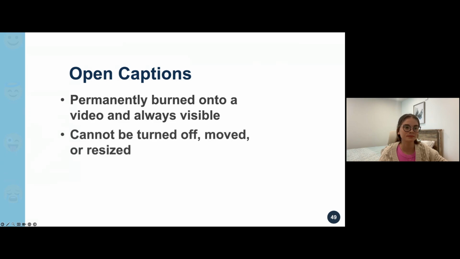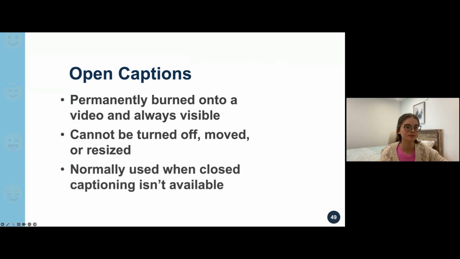Open captions cannot be turned off, moved, or resized, and they're normally used when closed captioning isn't an option or if a content creator wants more creative freedom over the look and feel of their captions. If you're trying to decide between using closed or open captions, choose closed. They offer a more customizable experience for viewers in terms of visibility, position, and size, so they are the preferred option. Open captions should really only be used when closed captioning isn't available.